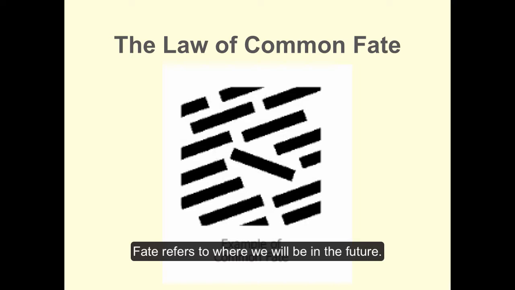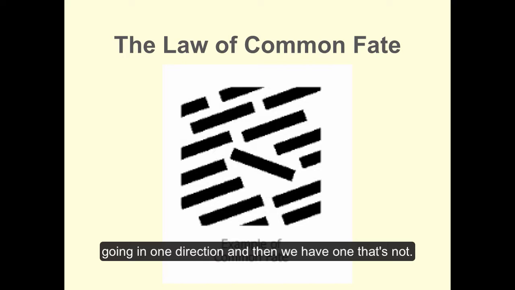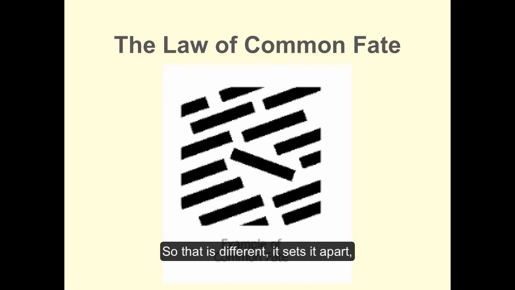So fate refers to where we will be in the future. So that's the law of common fate. In this case, we have all of these rectangles going in one direction. Then we have one that's not. So that is different. It sets it apart. It's not the same as the others that share that law of common fate.